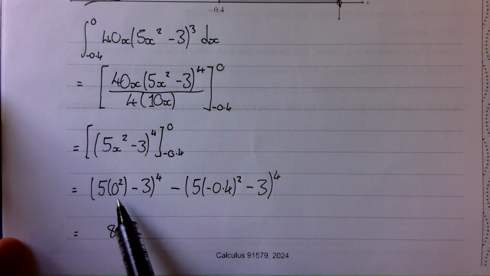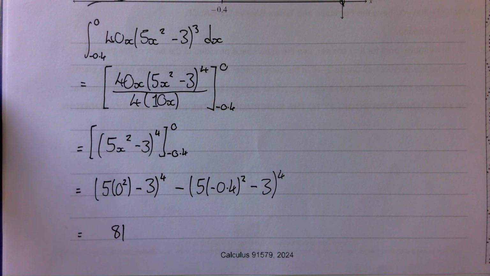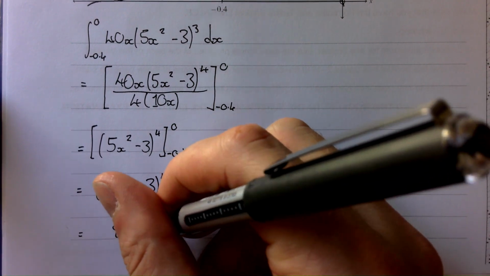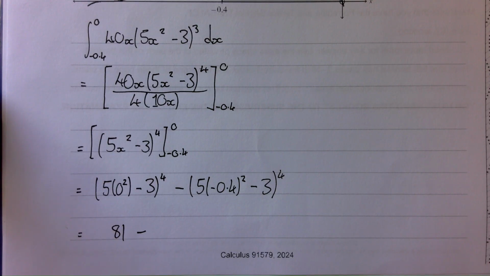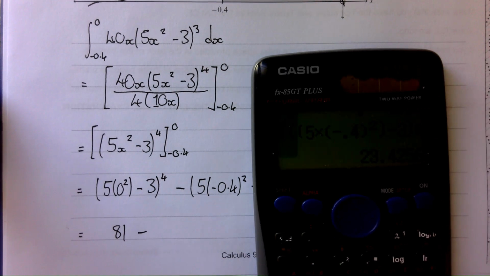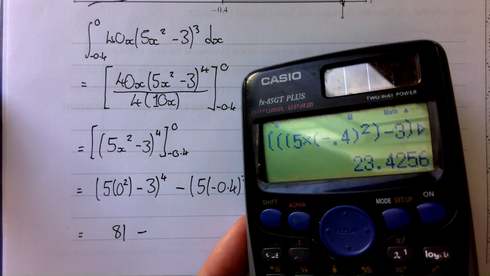So my first bracket, when this x becomes 0, this 5 times x squared term becomes 0. So we're left with just 3 to the quartic, or 81, minus, then we're going to type out this whole thing, 5 times minus 0.4 squared. And we'll wrap those all up in brackets, and then another set. Like so. And you should find that your second bracketed term comes to 23.4256.